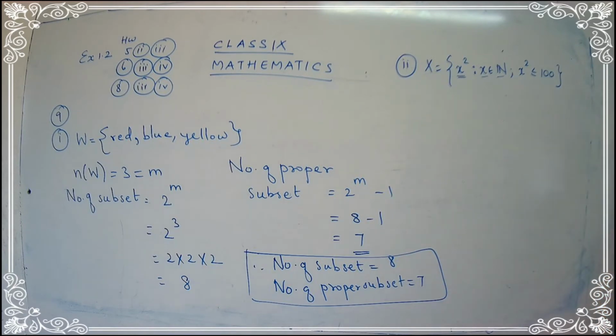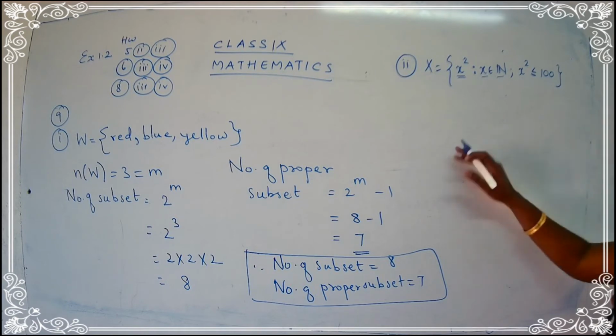What is the meaning of n? A natural number. That means the value for n starts from 1, 2 and so on. Okay. What else is given to you? x square is less than or equal to 100. So you have to take the square up to 100.